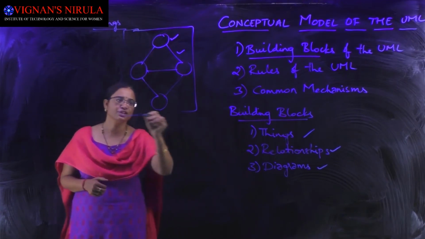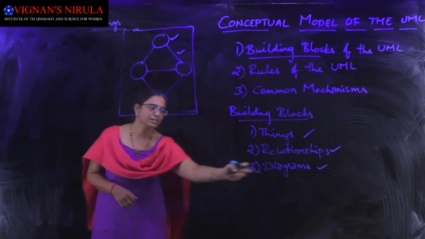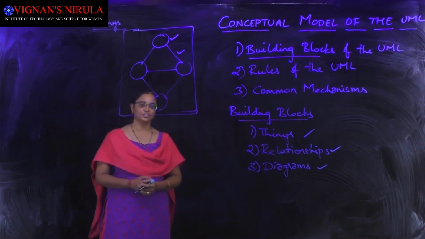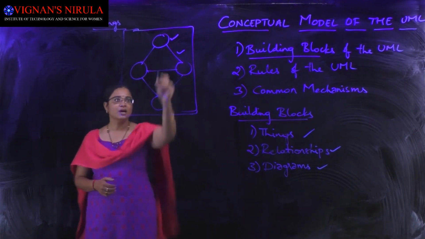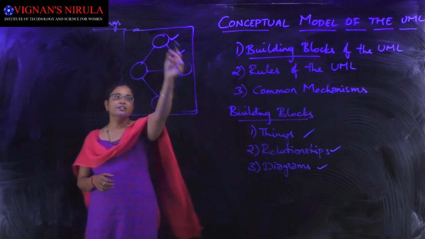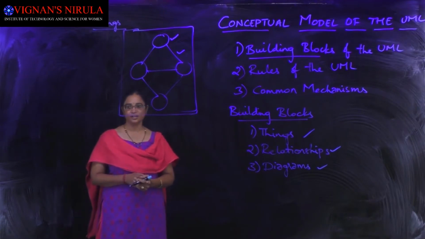It is a collection of vertices and relationships. So here the diagram is nothing but a graph. It is an interesting collection of things and the relationships. The vertices are the things of the UML. The arcs are the relationships among the elements, and the interesting collection of these things and the relationships is nothing but the diagrams of the UML. So let us discuss one by one.